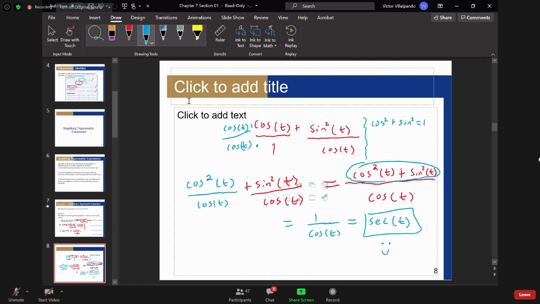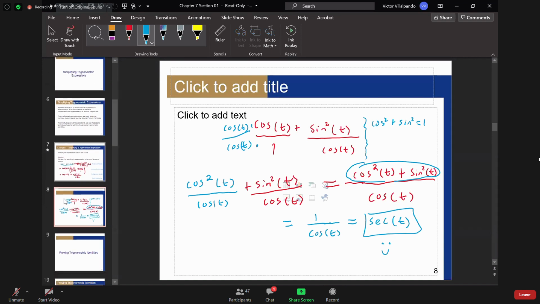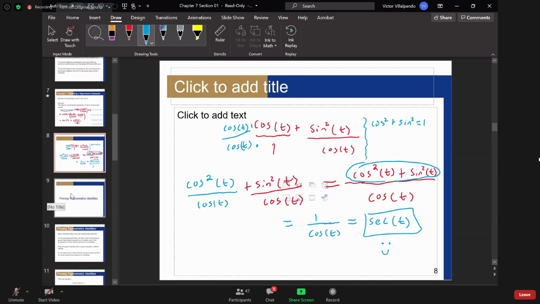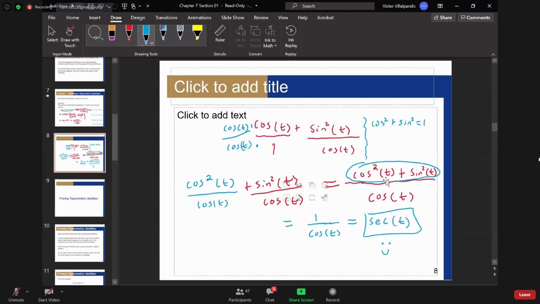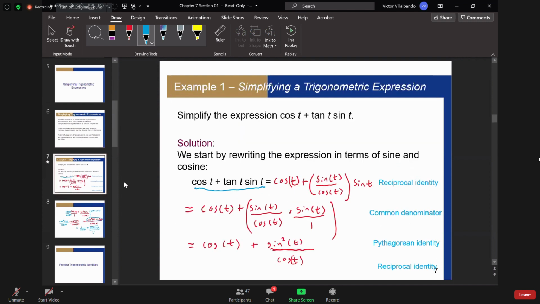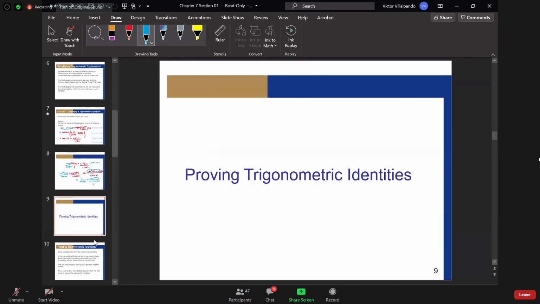So now we go into proving trigonometric identities. What we did was simply a simplification, but we didn't know where we were going. If they had put that it equaled secant from the get-go, we could have gone from the left-hand side to the right-hand side. We'll see what that means as we get to proving trigonometric identities.